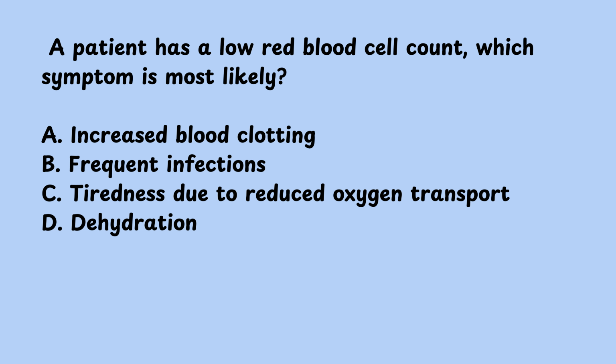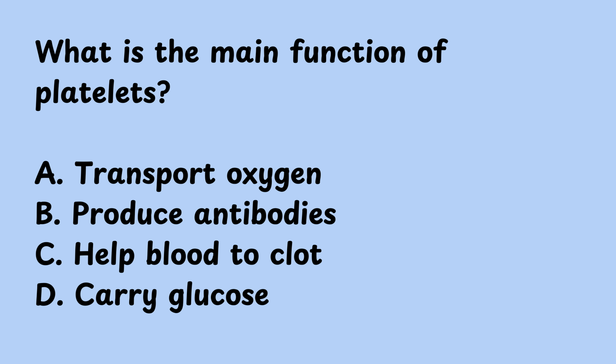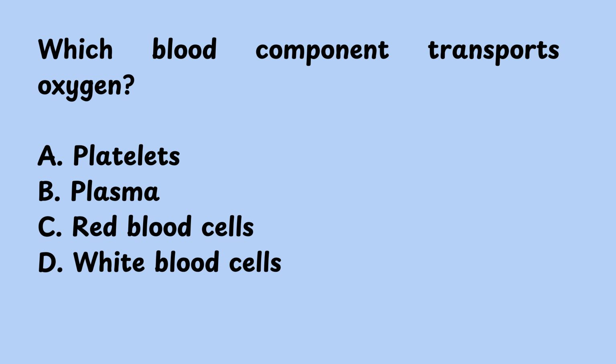A patient has a low red blood cell count. Which symptom is most likely? The answer is C. Tiredness due to reduced oxygen transport. What is the main function of the platelets? The answer is C. Help blood to clot. Last question. Which blood component transports oxygen? The answer is red blood cells, and that is also C.